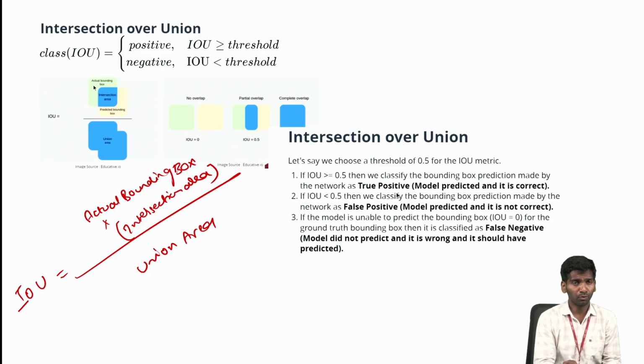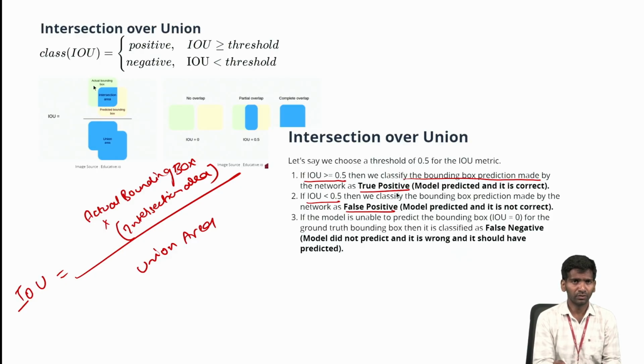Depending upon the values, if you are getting greater than or equal to 0.5, then we classify the bounding box prediction by calling it a true positive. If the intersection over union value is greater than or equal to 0.5, it is a true positive. If IOU is less than 0.5, then we'll call it a false negative.